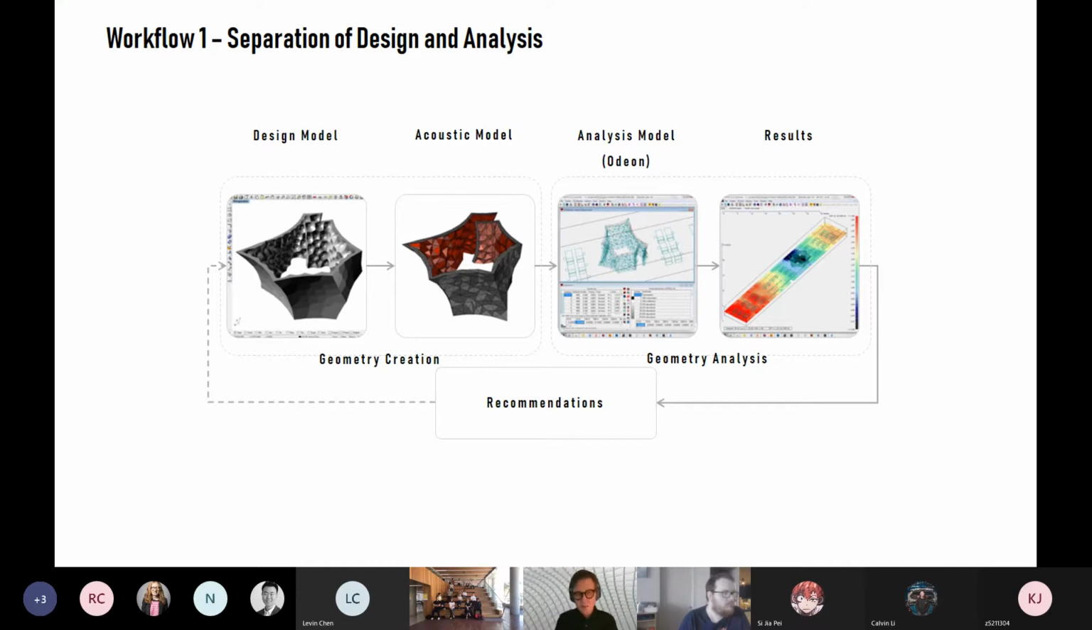Now, this process is made a lot quicker if it is the designer that's actually controlling the simulation. The designer can then, through computation, make sure that the computational model is outputting the right acoustic model, making simulation relatively fast and efficient. But there's still this separation of the design and analysis part.